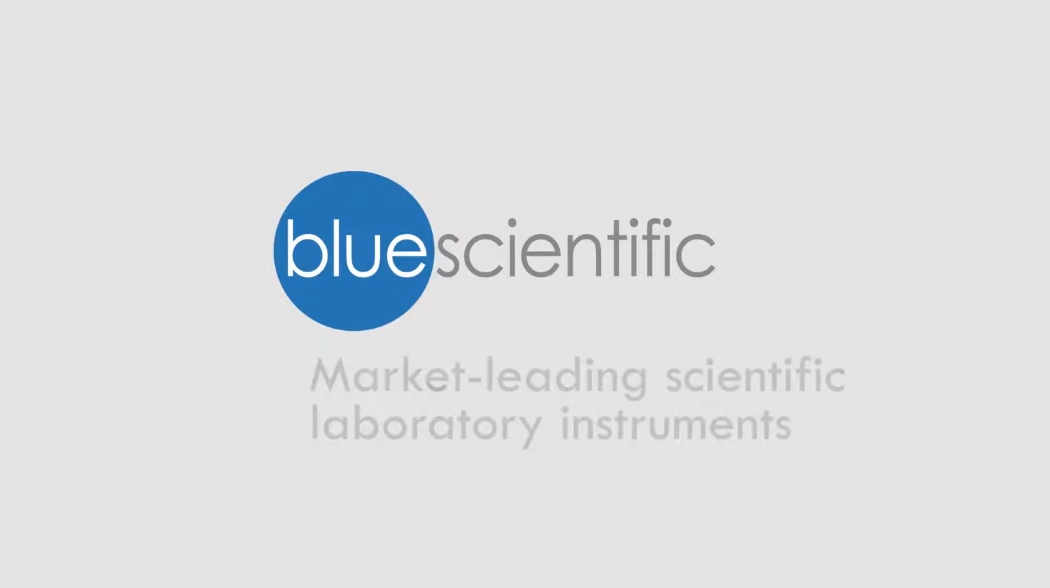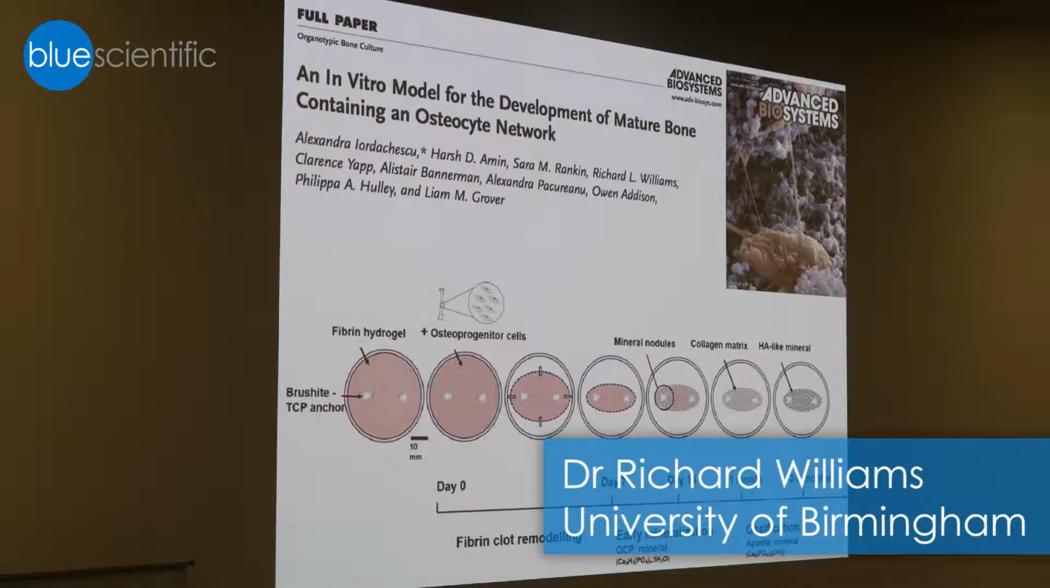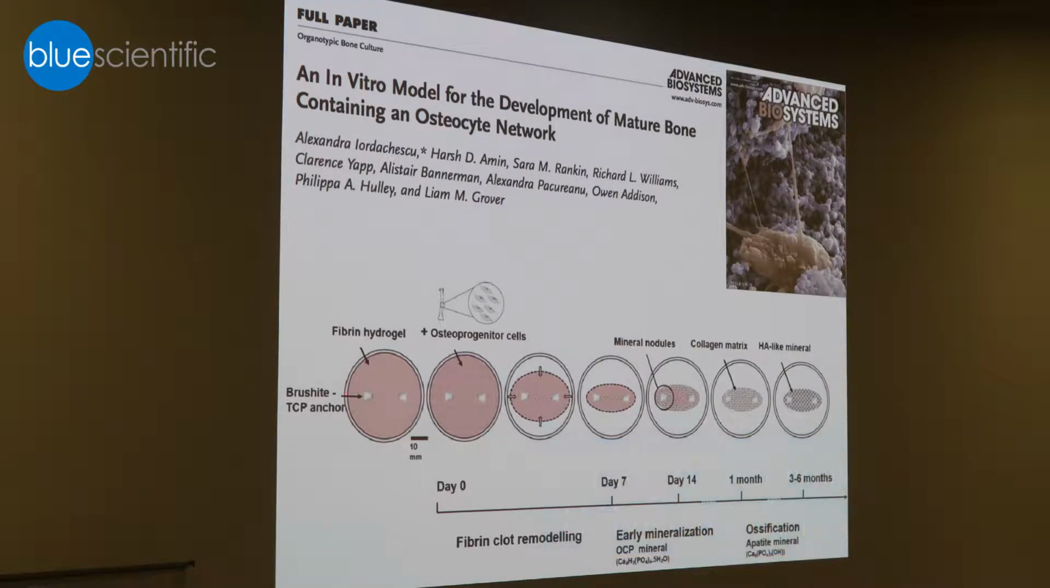So I'm just going to give you 3 examples about how we're using XRF in the biomaterials field. In this first example, this is a paper where we created a 3D model of bone to replace the traditional 2D tissue cultures. And what we essentially do is that we have a Petri dish filled with a gel called fibrin, which can be manufactured from 2 blood components. We then place 2 calcium phosphate anchors in the middle, and we can lace these gels with osteoprogenitor cells.